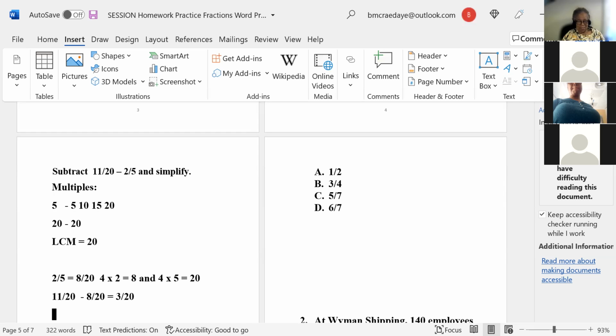Simple as that. When their only common factor is 1, then the fraction is simplified. That's the key. If they only have the number 1 as their common factor, then it is simplified. Okay, thank you very much, Miss.